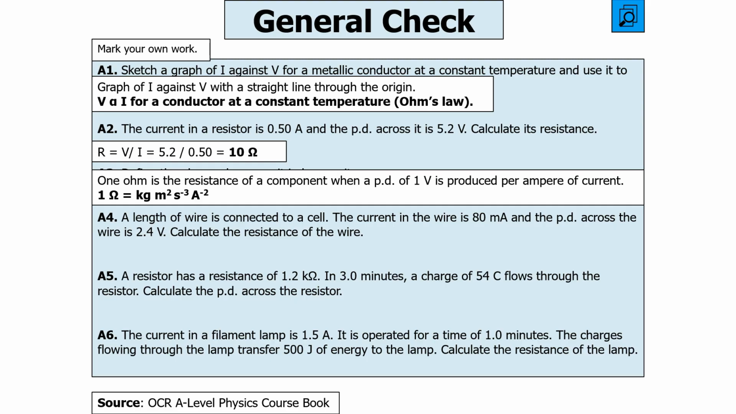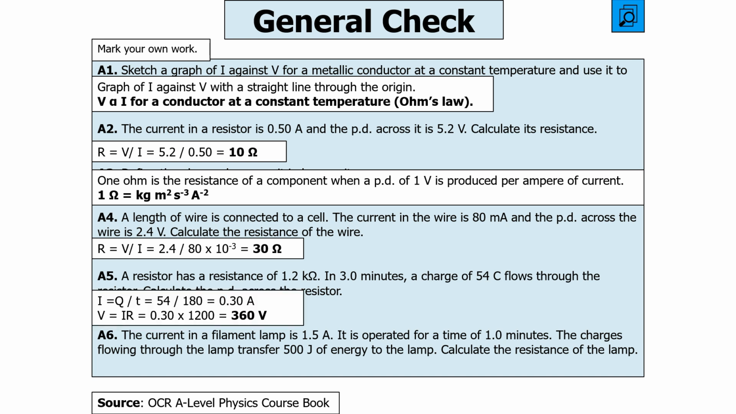In our next question, once again, R equals V over I. Now remember, milliamps have to turn into amps, so it's 80 times 10 to the minus 3. So we get our answer to be 30 ohms. In our next question, we've got to use multiple equations. So we know that I equals Q over t. Now again, time should be in seconds, not minutes. So 3 minutes becomes 180 seconds. 54 over 180 is 0.30 amps. V equals IR, 0.3 times 1.2 kilo ohms into ohms. So you work it through to be 360 volts.